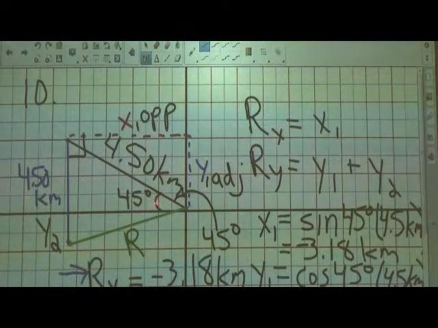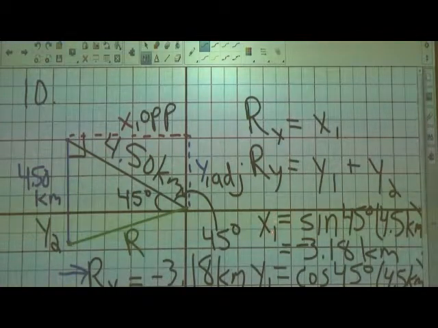And since I know this is 45 degrees and from here to here is 90, then I know this angle is 45 degrees. Now the resultant in the x direction is going to be x1. This x we're going to find from this component of the first vector. The resultant in the y direction is going to be y1, the y component of the first vector, plus y2, the second vector only has a y component.